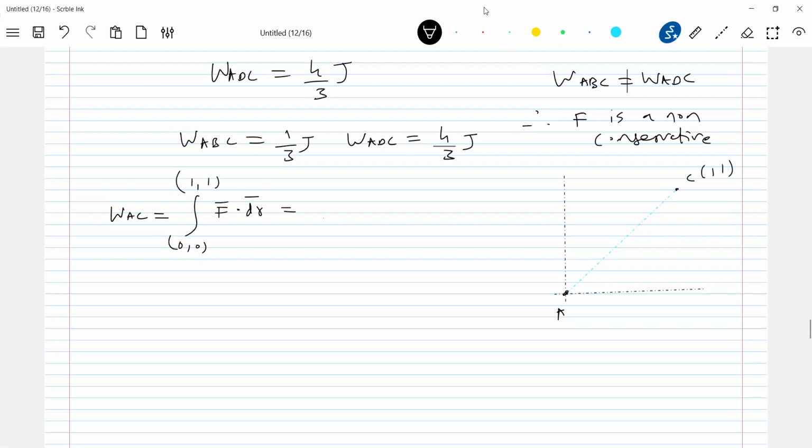One, 1, 0, 0. This is a path. So shall I say this path is a straight line? Let's say it is a straight line. Fine. So now what we should do in that specific path is telling.